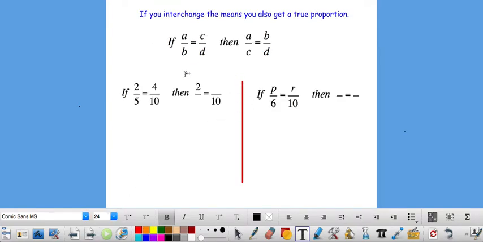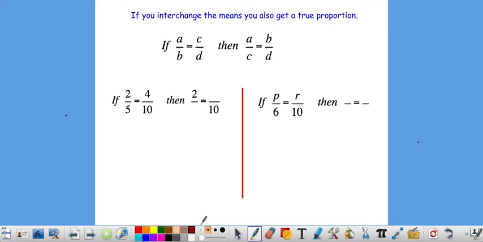Similarly, you can always interchange the means. What that means is you can swap the two numbers that are diagonal from each other, or the expressions that are diagonal to each other. So for example, I think we can all agree that 2/5 is equal to 4/10. They're the same fraction, they're written differently. But if we flip these two numbers and write, instead of 2 over 5, 2 over 4, that is equal to 5 over 10. Now, this isn't saying that 2/4 is equal to 2/5, but it's just saying this is still a true proportion because 2/4 is equal to 5/10. That's kind of crazy. So P over 6 is equal to R over 10. That would mean that P over R is equal to 6 over 10.